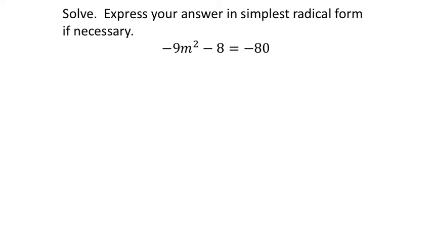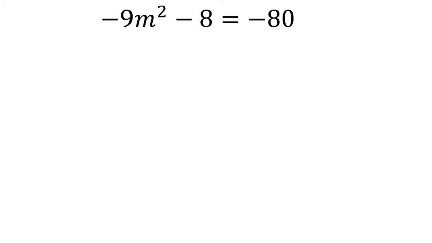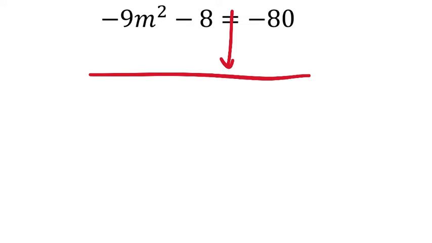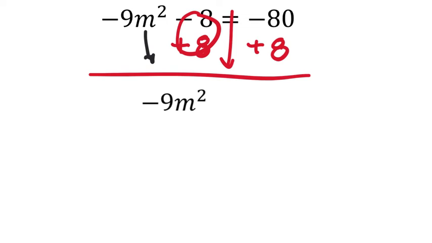All right, here's another one. Let's go and do this one. So principles of equality. Let's bring this down. I don't want that minus 8 with my negative 9m squared, so I will add 8 to both sides. That will zero that out, but I can then drop my negative 9m squared, further isolating the m squared, or at least getting closer. So this will equal negative 80 plus 8, which is going to be negative 72.